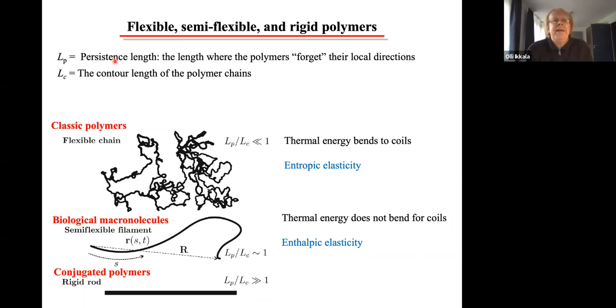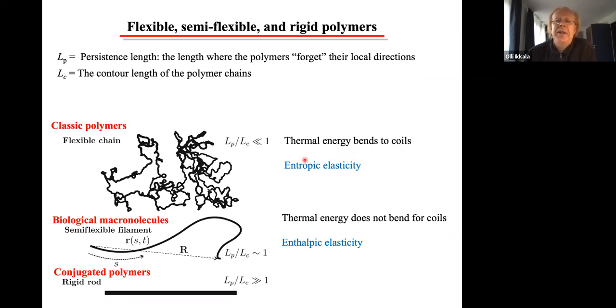So if this persistence length is short, the polymer chains tend to make tightly packed coils, like in this case. If the persistence length is smaller than the contour length, then they make tight coils. Most synthetic polymers are this kind of flexible polymers with flexible chains. And then the thermal energy leads to bending of the coils.